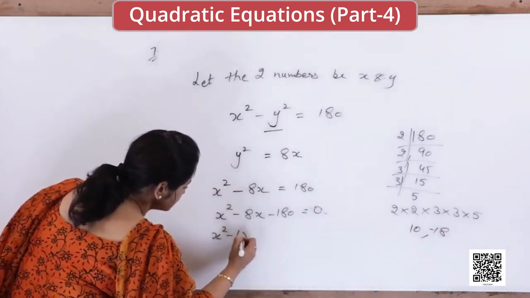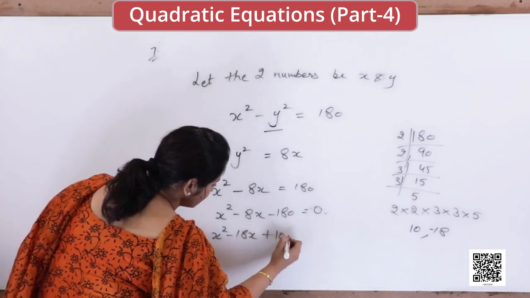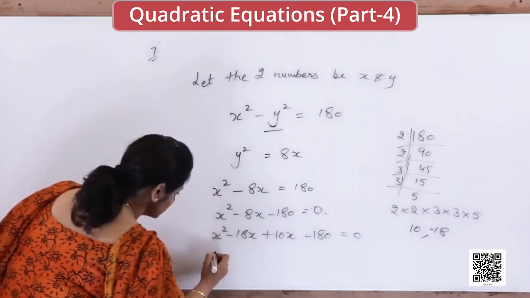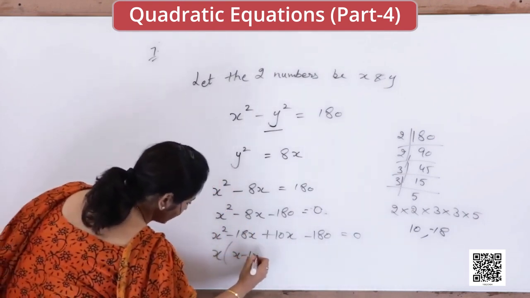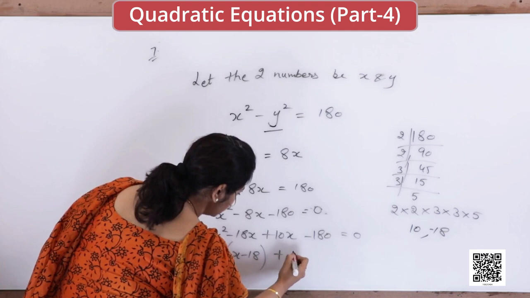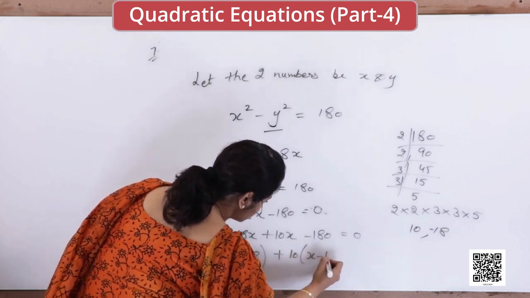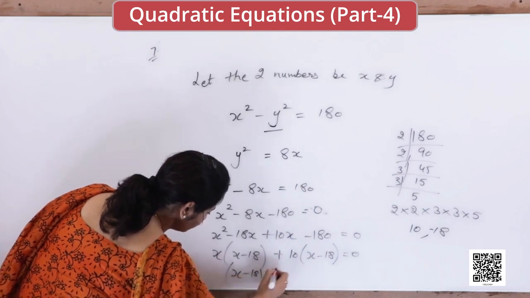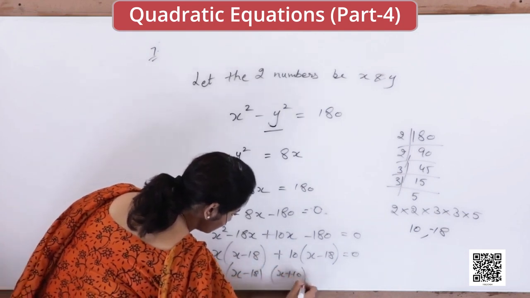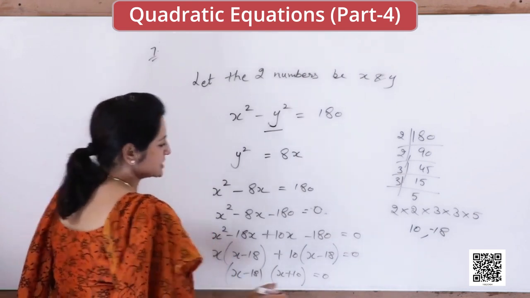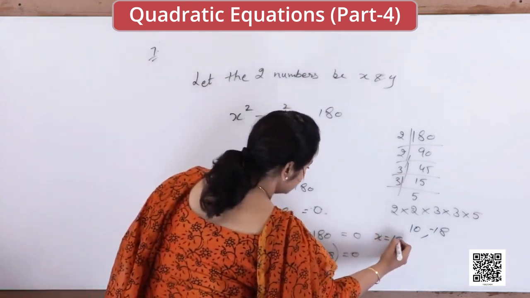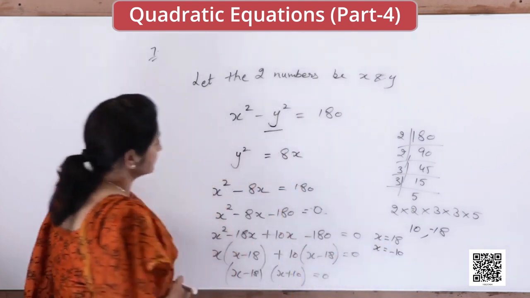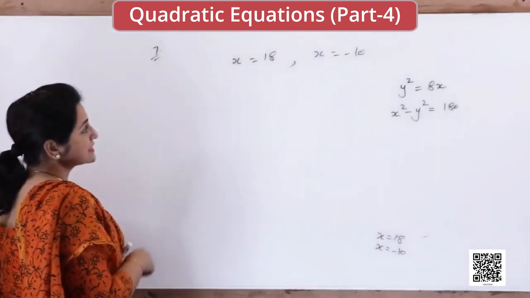x square minus 18x plus 10x minus 180 is equal to 0. So x, in the bracket we will have x minus 18 and here taking 10 common, x minus 18 again. x minus 18 multiplied by x plus 10 equals 0. If this bracket is 0, the value of x will be 18 and if this one is 0, the value of x will be minus 10. Now let's cross check it.